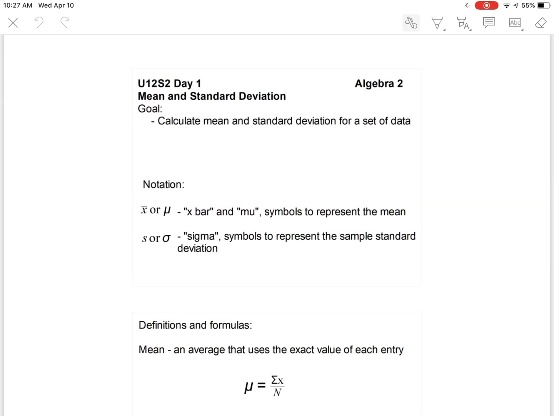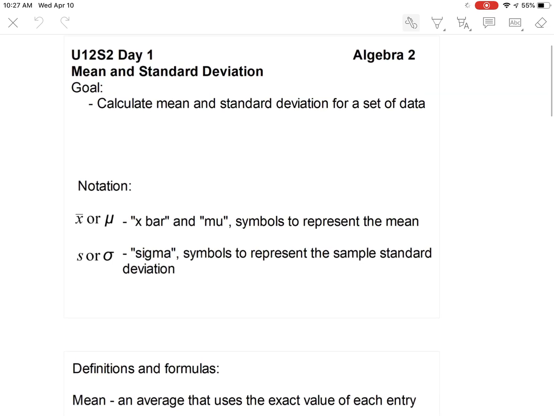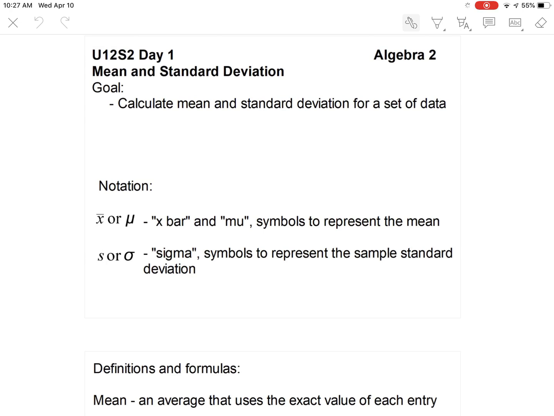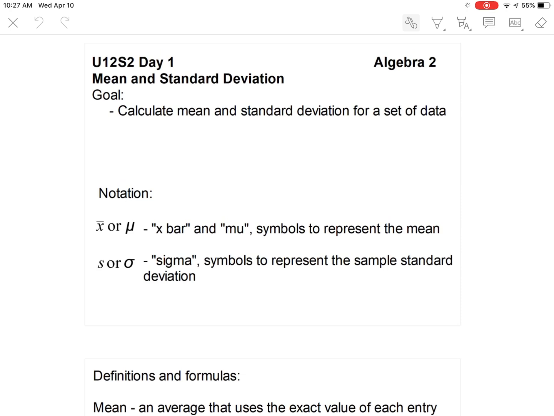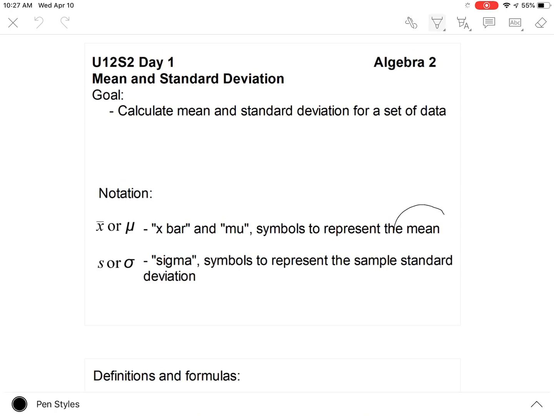Okay, Unit 12, Section 2, mean and standard deviation. First of all, let's go through a little bit of notation so we can all be on the same page when you get these formulas thrown at you. To find mean, which is the same thing you would have done when you found average. So mean is the statistical meaning for average.